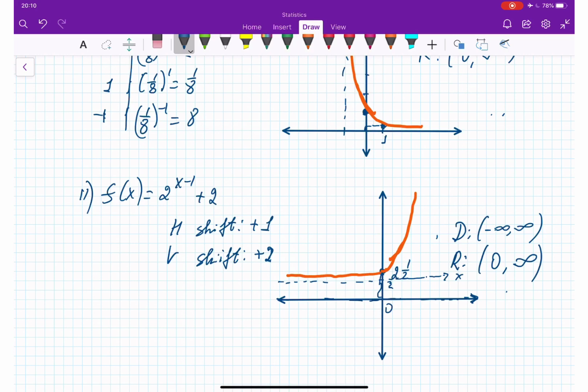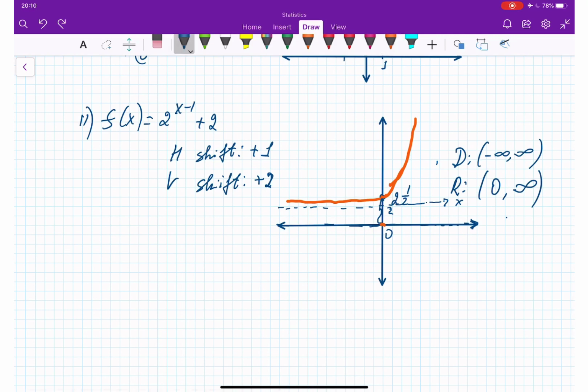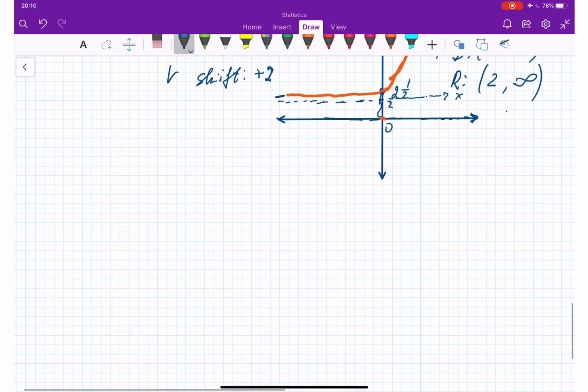Why is it 2? Because it's shifted by 2. So instead of running to 0, it's gonna run to 2, because this 0 is moving to this 2, okay? That's why. So therefore here, instead of 0 to infinity, it's going to start from 2 to infinity, right? Because here, it's running to 0, so this asymptote x is equal to 2.